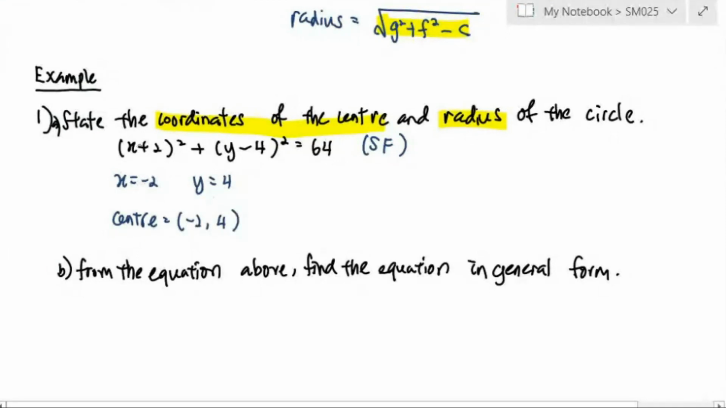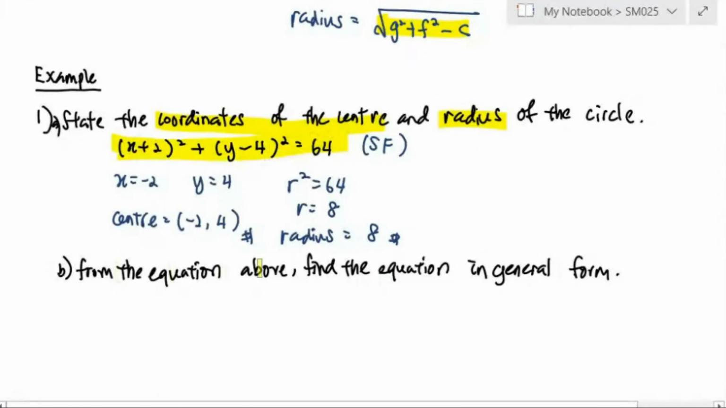How do we get X equals -2? Just let X plus 2 equal 0, you get X equals -2. When you want to put it back in the bracket, you move the -2 to the left hand side, and it will be X plus 2. So that will be our first answer: your center will be -2 and 4. And then the value at the back here will be R squared. So your R will be equal to 8, because the square root of 64 is 8. So that will be our radius. This is the example showing how we get information from our equation of the circle.